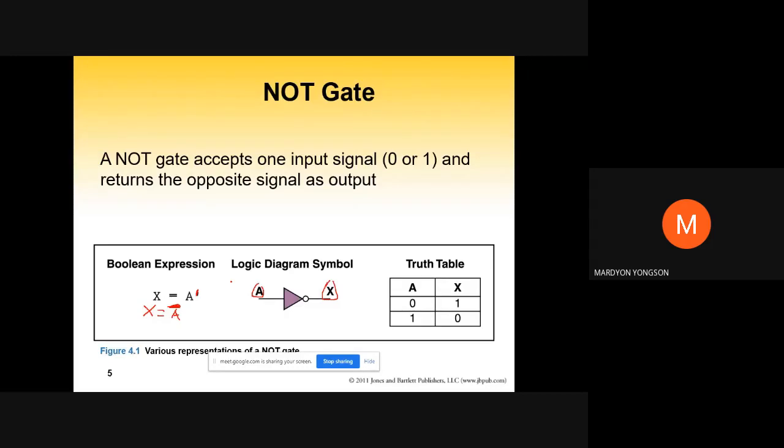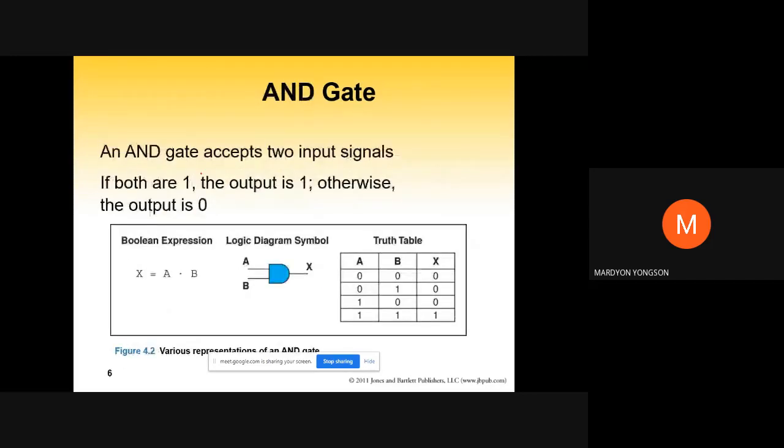So next, we have this AND gate. So an AND gate accepts two input signals. So if both are 1, the output is 1. So otherwise the output is 0. Okay, sige. Yung sa AND gate, ano nga ulit arithmetic operation yung ginagamit natin for AND gate?